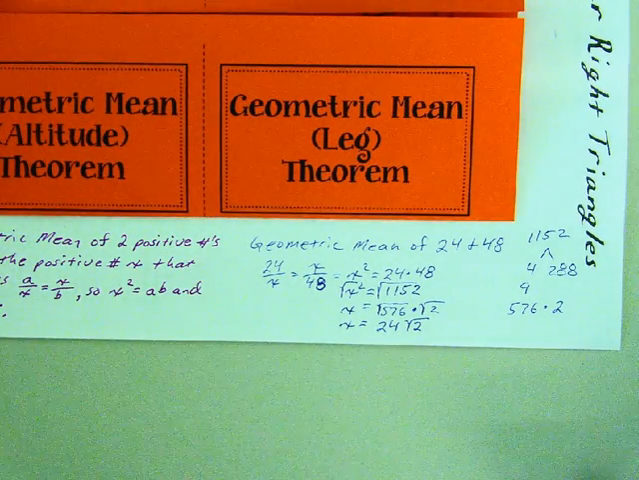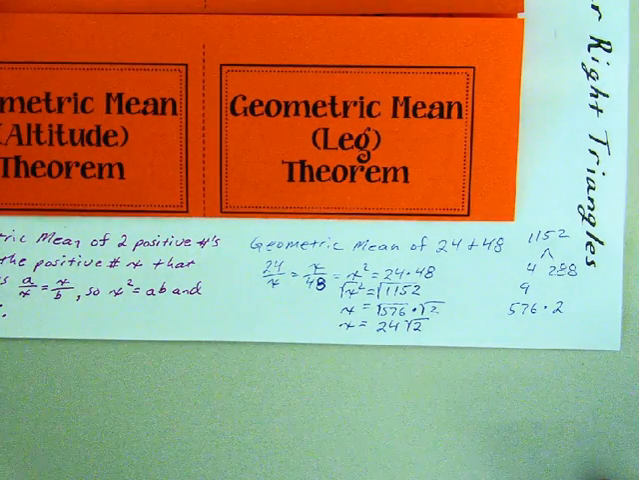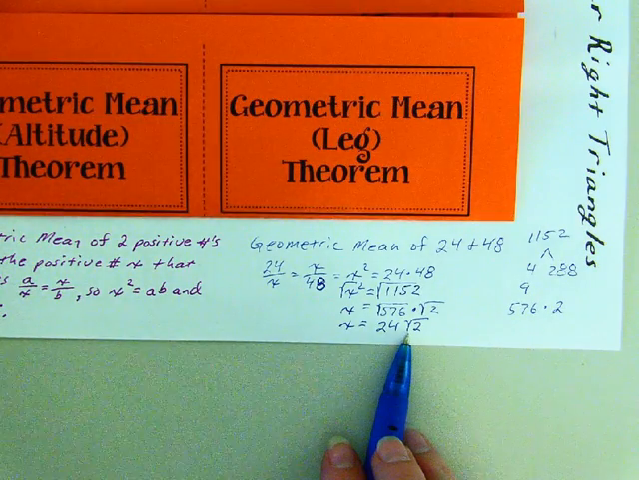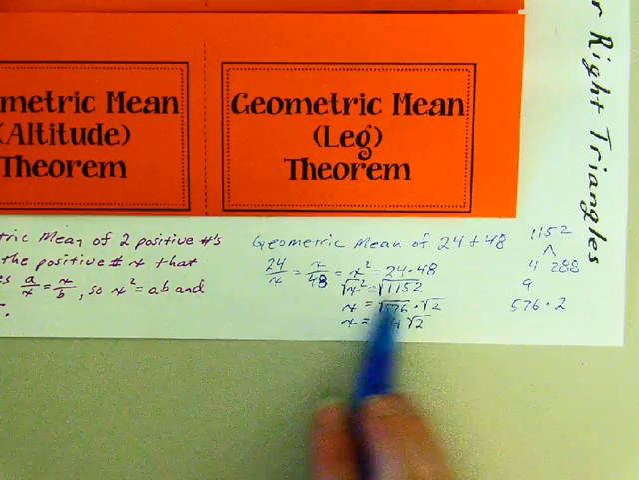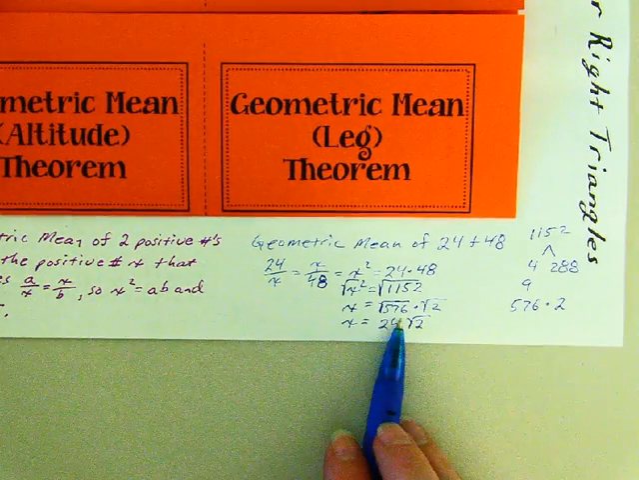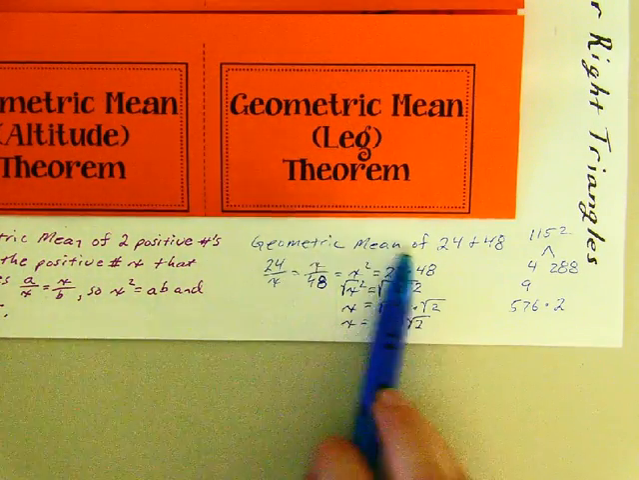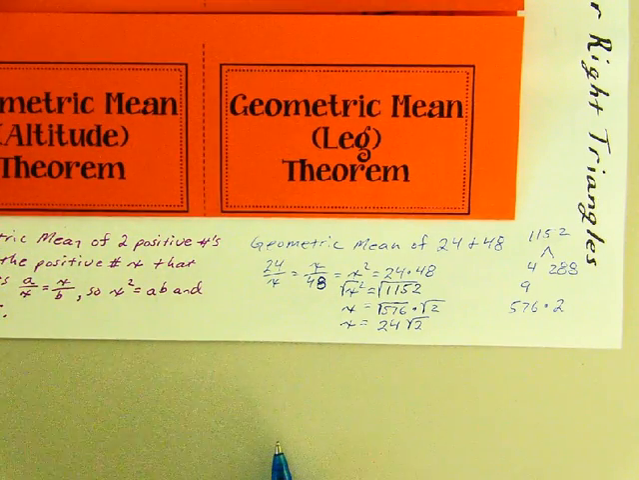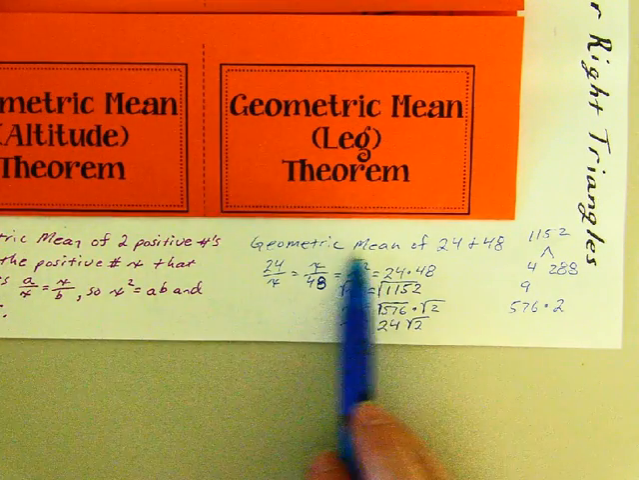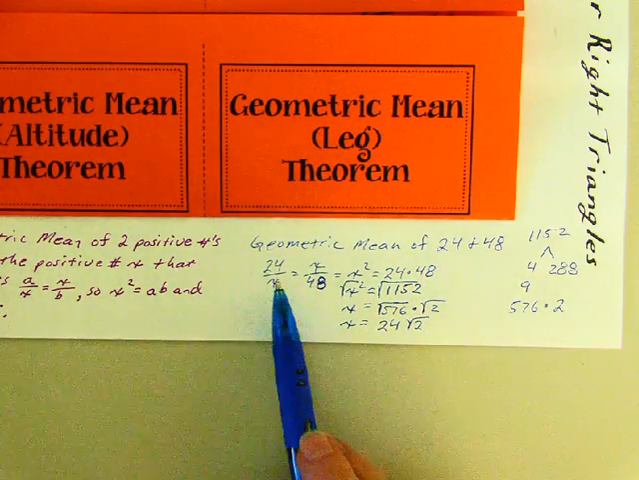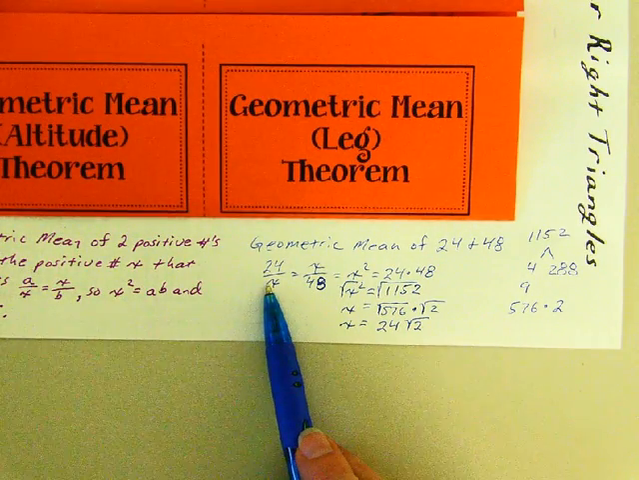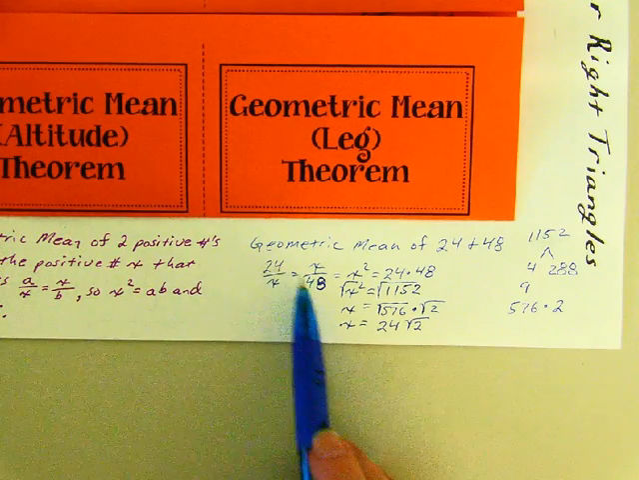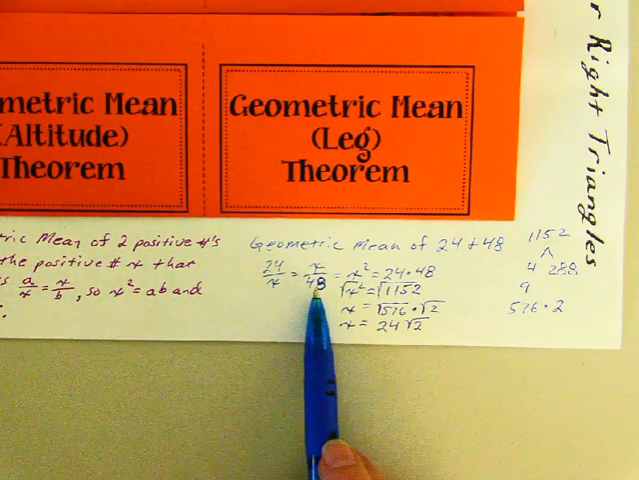I do not want decimal approximations. Okay, I want a simplified radical. So we have to continue to practice on this piece. Okay, but what I want to focus on today is the geometric mean part. So we're setting up those proportions and solving. Okay, so again, if I want the geometric mean of 24 and 48, my x is going to go here. That's the geometric mean. My numbers that I'm finding the geometric mean of are going to go in the top left and the bottom right corners.